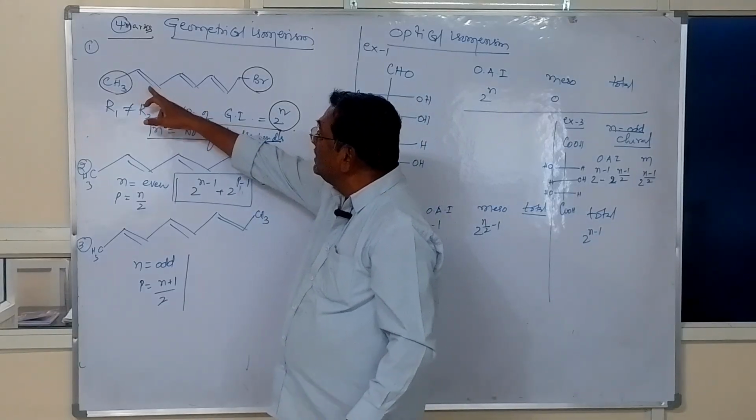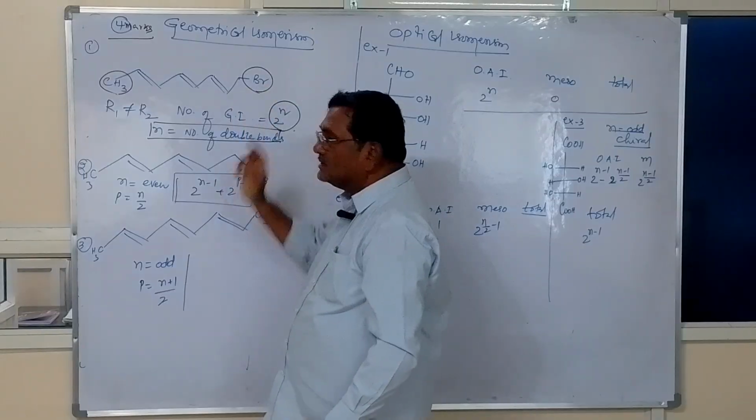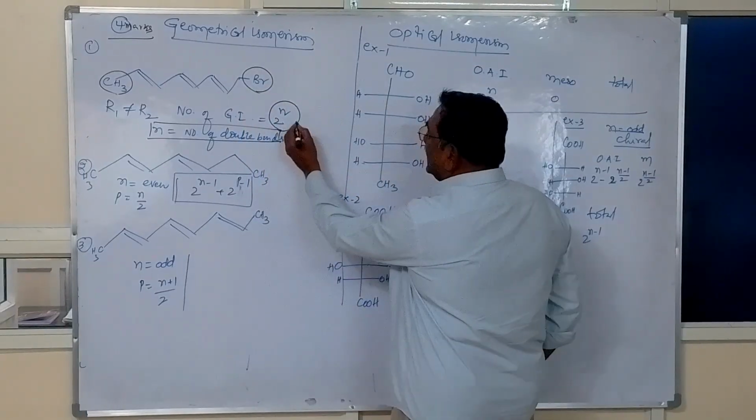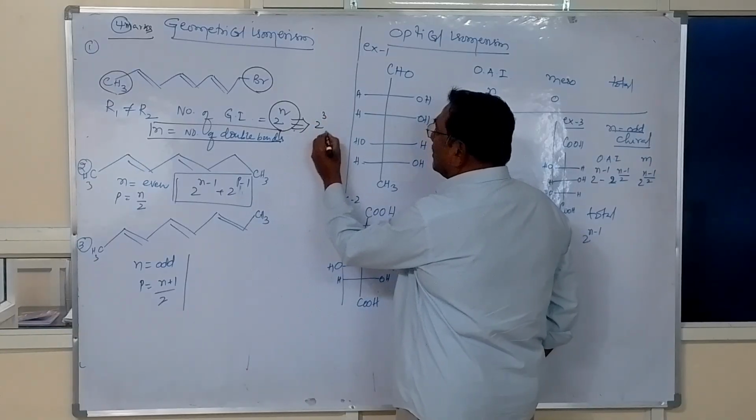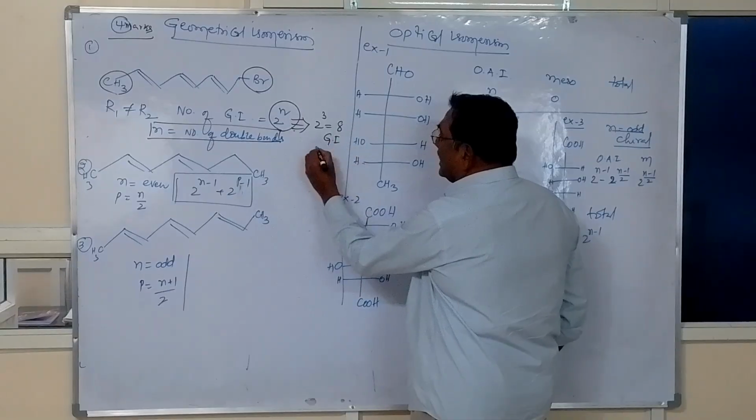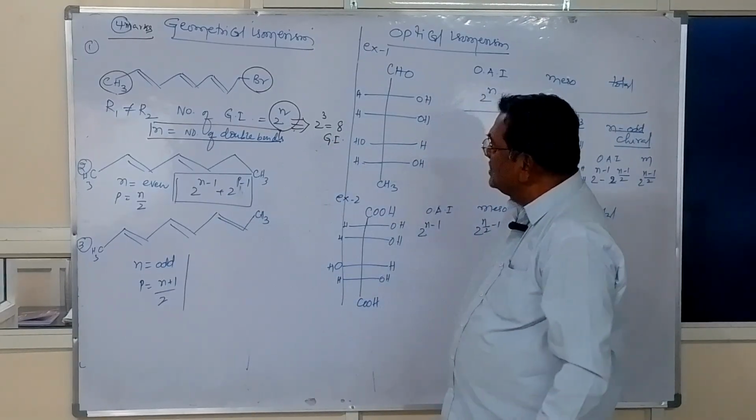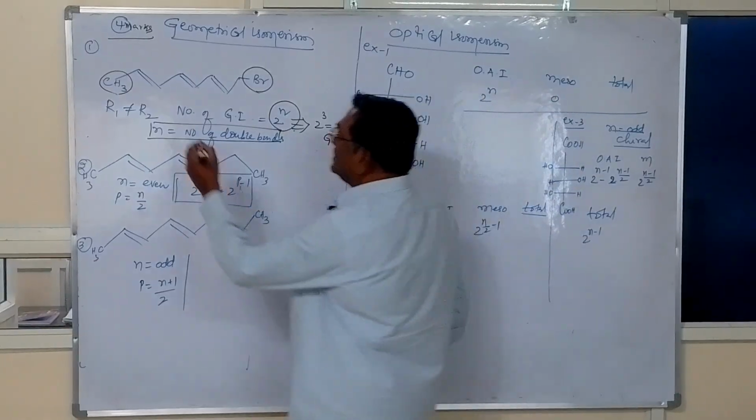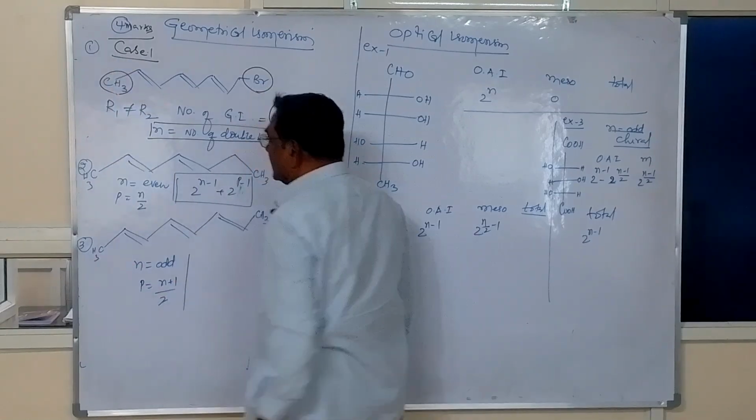So here, this is a compound. One terminal is methyl, the other terminal is bromine. Then it's going to be 2 to the power 3, or nothing but 8 geometrical isomers. This is the first case, children. One of the best questions you can take from this.